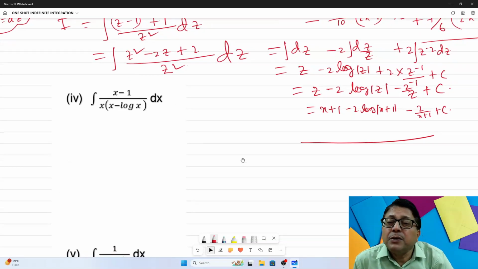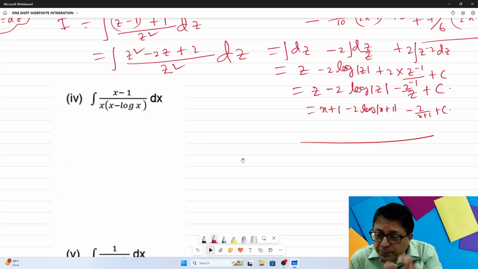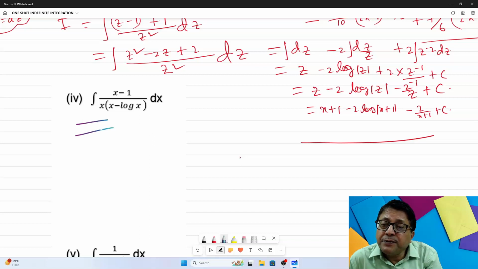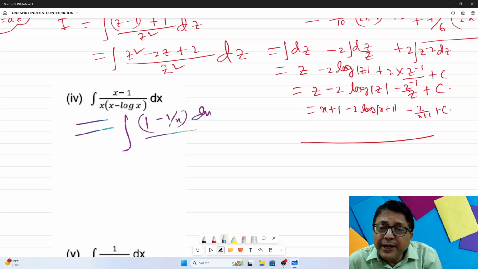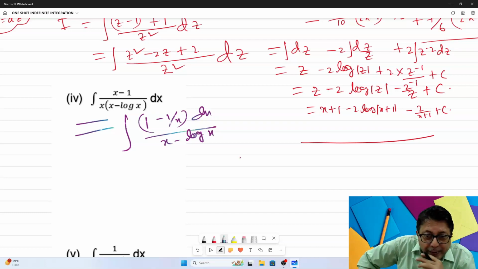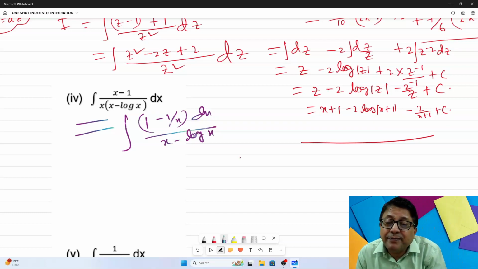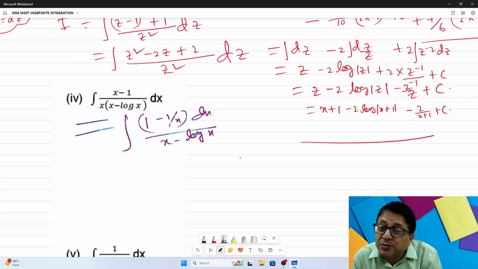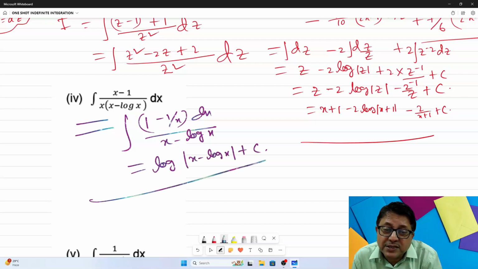Next one, whenever you are going to substitute, you have to see which part is the derivative of the other part of the integrand. Here, if you just have a close look at this sum, you can see that 1 minus 1 by x divided by x minus log x. Do we need to solve it? No, because it is of the form f dash x by fx. Derivative of x minus log x is 1 minus 1 by x. So you put log of mod of x minus log x plus c.